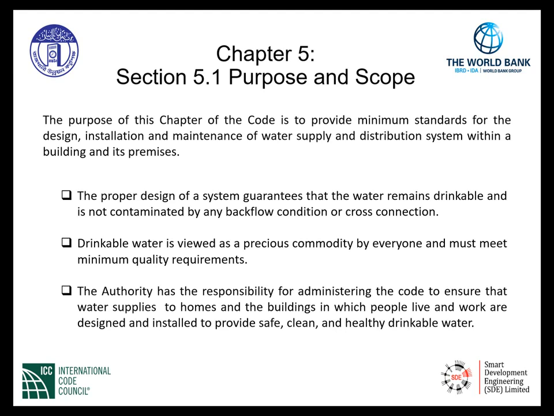Chapter 5, Section 5.1 gives us requirements regarding purpose and scope. The purpose of this chapter of the code is to provide minimum standards for the design, installation, and maintenance of water supply and distribution system within a building and its premises.